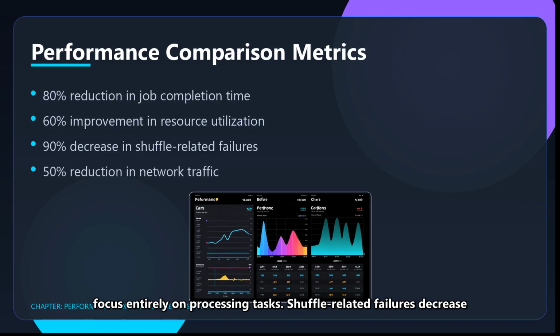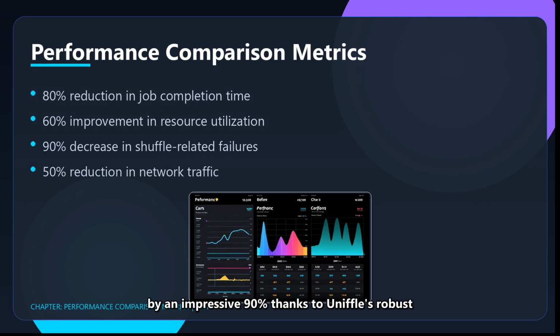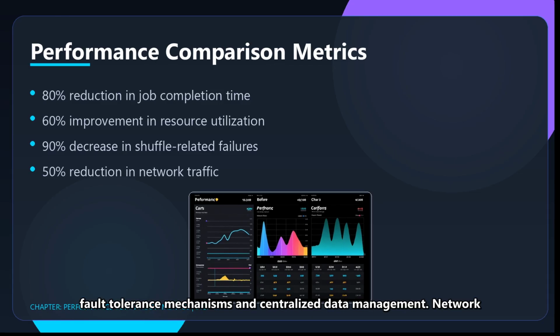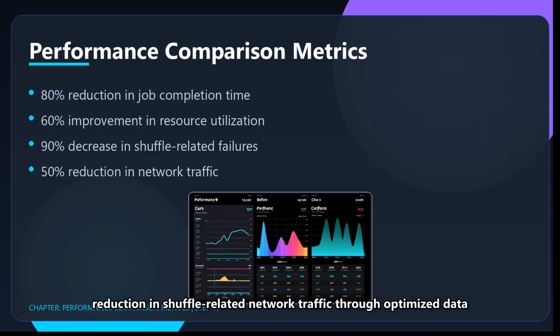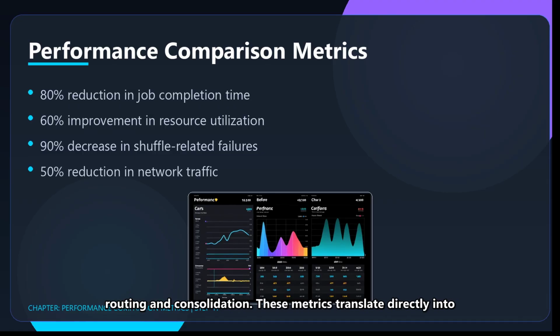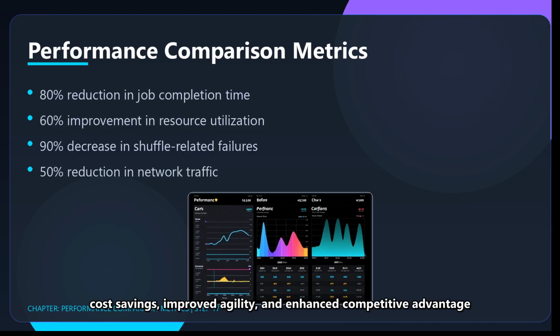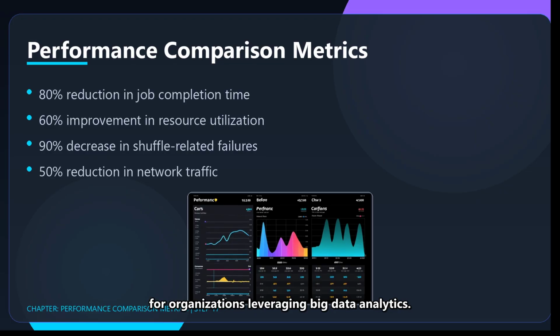Shuffle-related failures decrease by an impressive 90% thanks to Uniffle's robust fault tolerance mechanisms and centralized data management. Network efficiency also improves significantly, with up to 50% reduction in Shuffle-related network traffic through optimized data routing and consolidation. These metrics translate directly into cost savings, improved agility, and enhanced competitive advantage for organizations leveraging big data analytics.